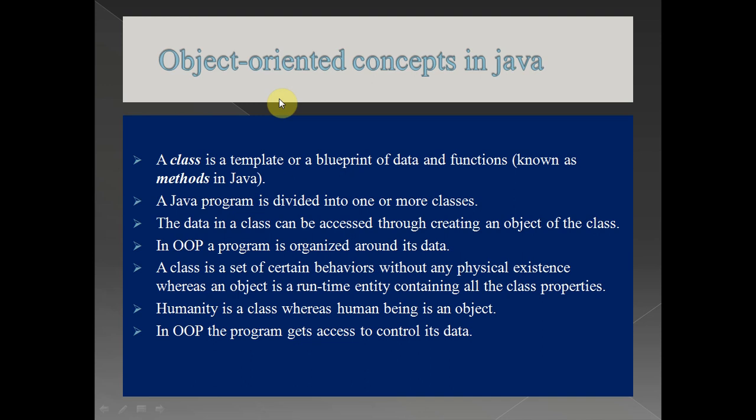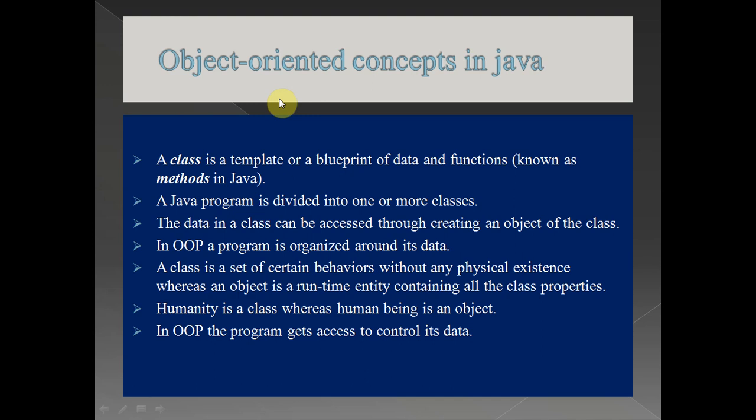But just for the concept, a class is nothing but a set of properties. Properties means data and functions, that is, methods here. A class is a set of data and methods, and these data and methods can only be accessed by creating an object of the corresponding class. So the data and methods cannot be directly accessed. We have to create objects of the class.